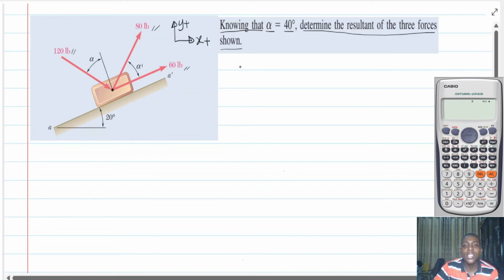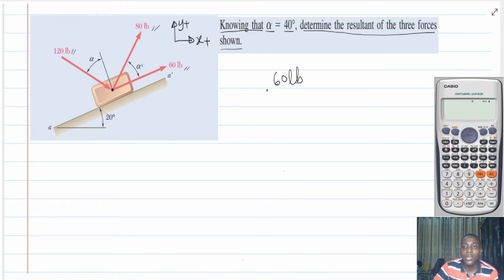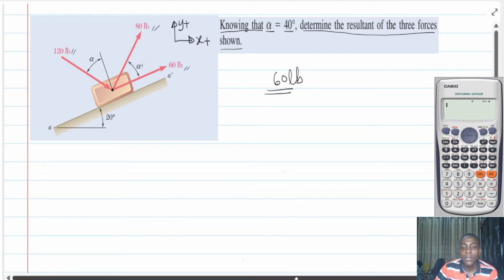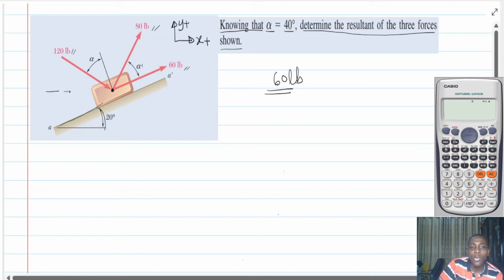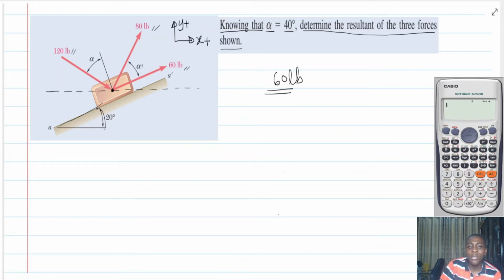Let's start with the 60-pound force. But before then, let's look at this. You see, this inclined plane is inclined at 20 degrees. Interestingly, this means that if I draw a horizontal line here, since the inclined plane makes an angle of 20 here, and the 60-pound force is along the inclined plane, then it's also going to make 20 degrees.